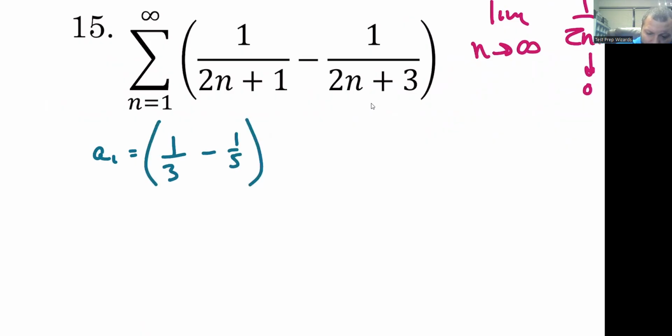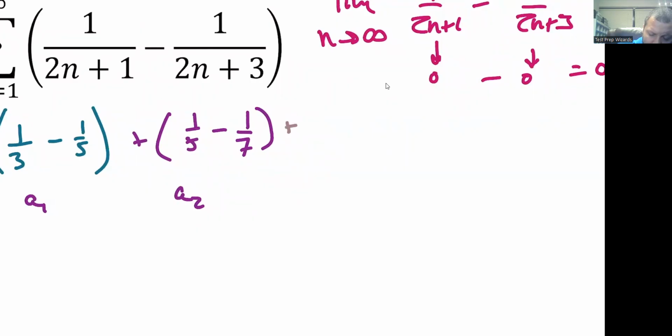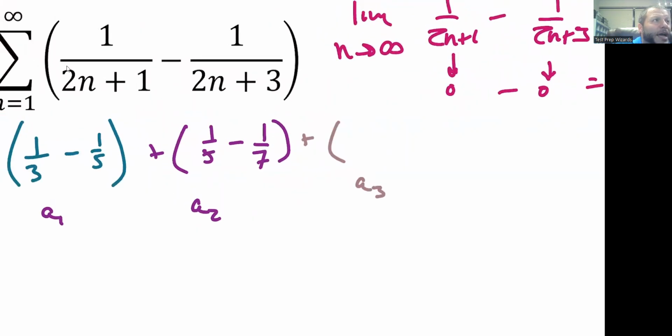All right, so my second term, maybe I'll do it like this. My second term, a sub 2, is going to be 1 over 2 times 2 plus 1. So that's going to be 1 over 5 minus 1 over 2 times 2 plus 3. That's going to be 1/7. So that's my second term. My third term, oh, we might see a little bit of a pattern approaching here, right? So my third term, when n is equal to 3, I get 1 over 2 times 3 plus 1, so 1/7 minus 1 over 2 times 3 plus 3 is 1/9.